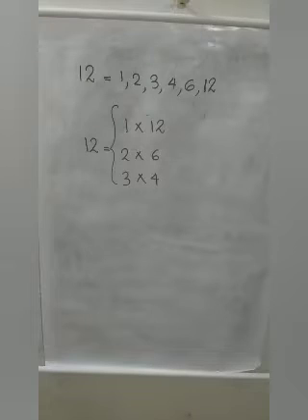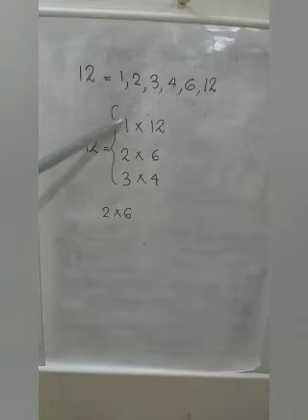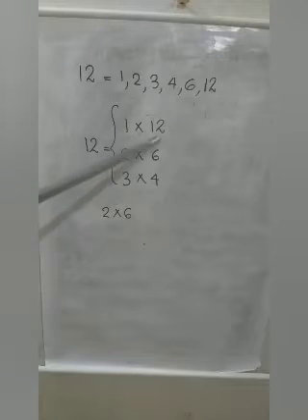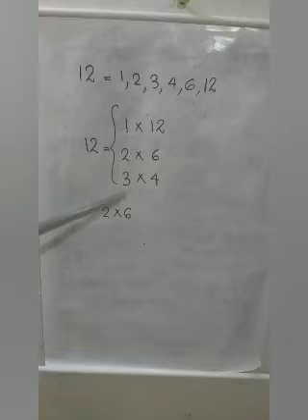So I am taking any of these combinations. For example, take 2 into 6. Each such combination is known as a factorization. That means 12 is factorized as 1 into 12. That is one factorization. 2 into 6 is one factorization. 3 into 4 is another factorization. Now take any one factorization, 2 into 6.